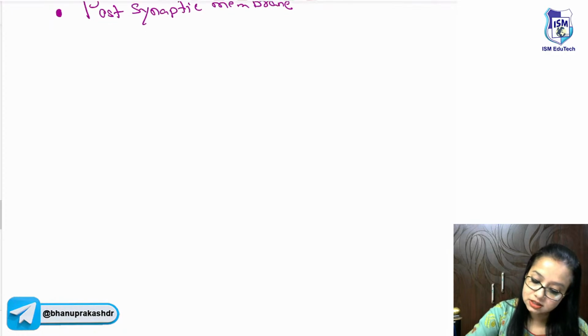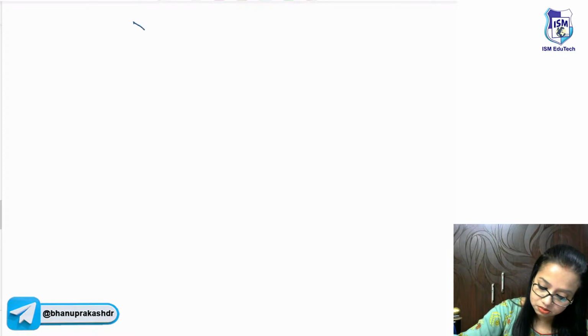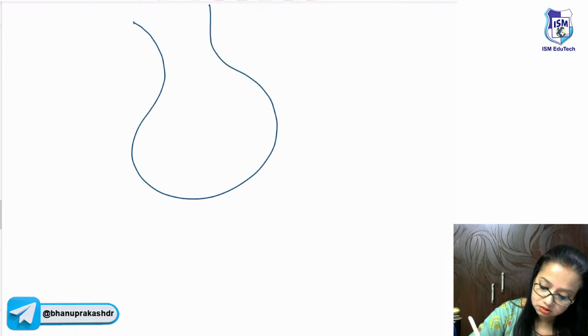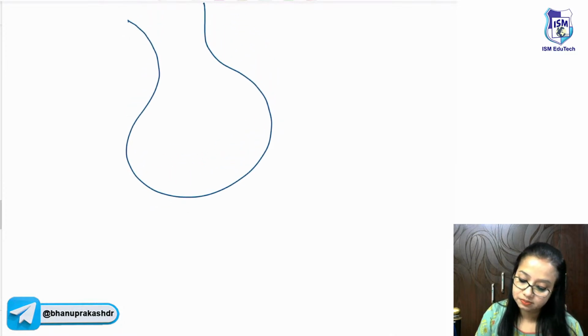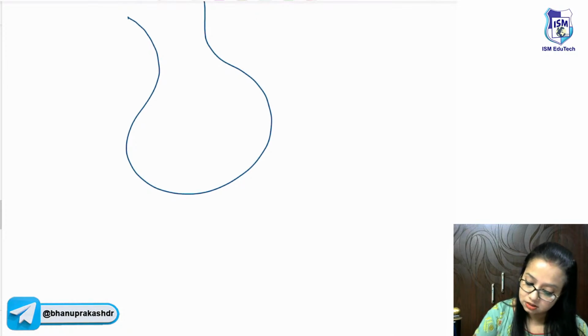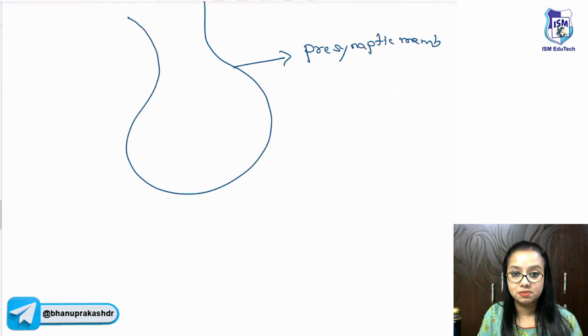So how does it look like? Okay, if I have to draw, it is like an enlarged view, right? This is the axon terminal. This is the presynaptic membrane, which means this is the axon terminal of the alpha motor neuron.